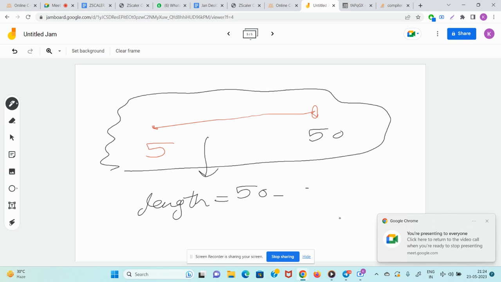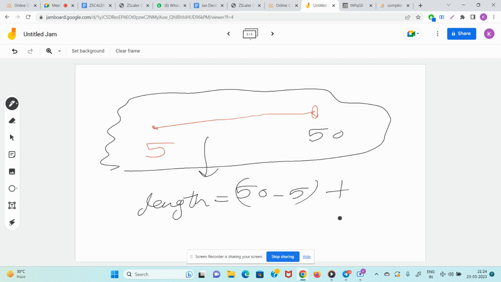See, in the array, the answer is 50 minus 5 plus 1. For example, if your range was starting at 6 and ending at 6, then what would you do? Answer is 6 minus 6 plus 1. So you have to add 1 when we are dealing with an array. Okay. So you just assume that we are given a long array of integers 1, 2, 3 till n. So from 5 to 50 there are 46 numbers.